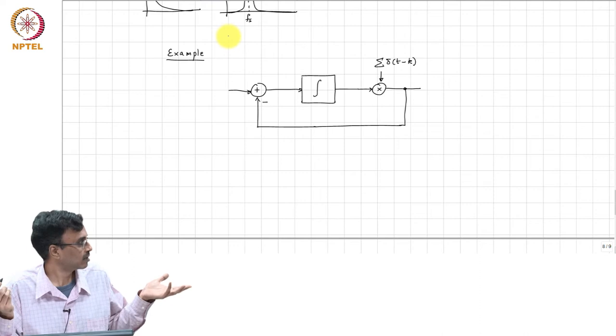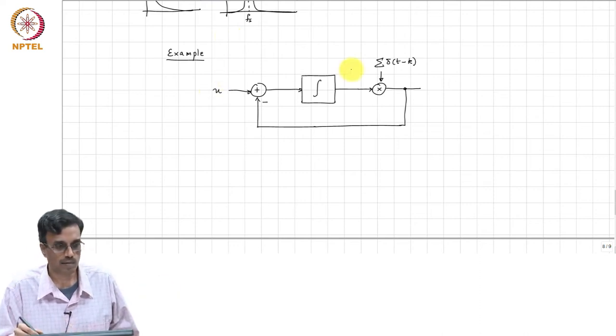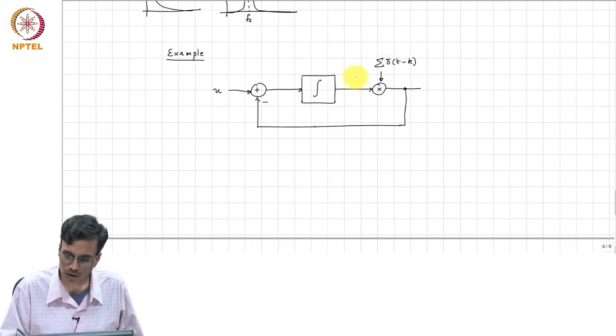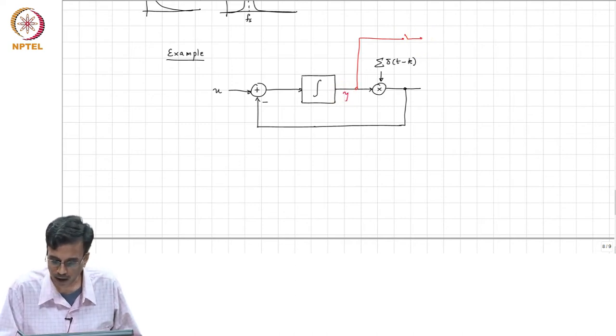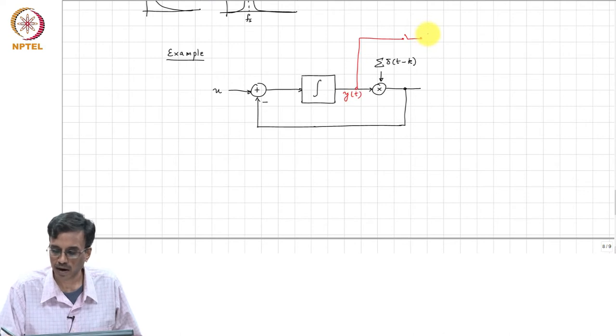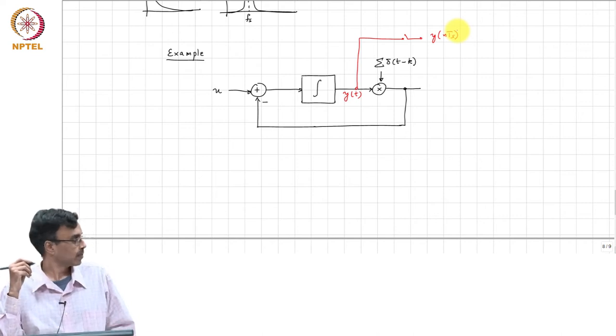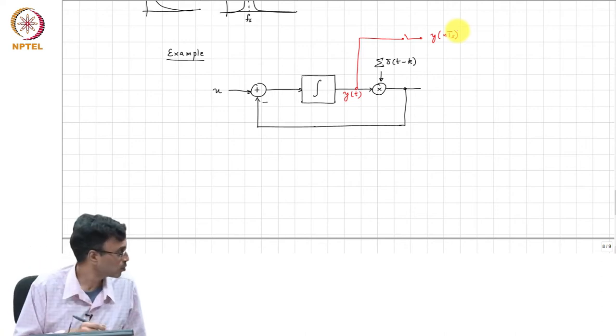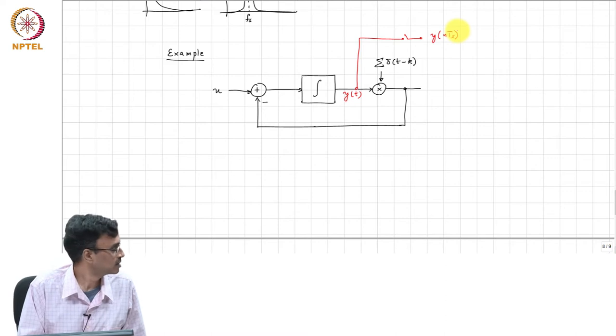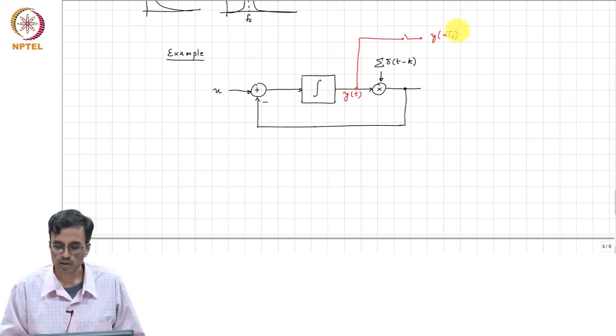It's clearly LPTV because there's basically some time varying gain somewhere, and my desired output is simply the samples of, let me call this y of t. My desired output is basically y of nTs. So I'm interested in only the samples of y of t at the instants 0, 1, 2, and so on, right? So what should I do?